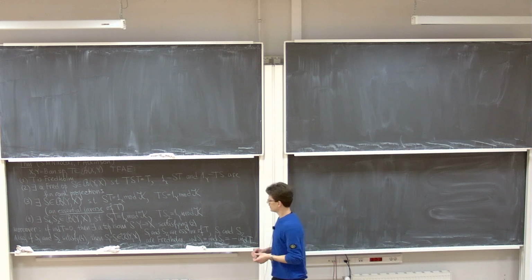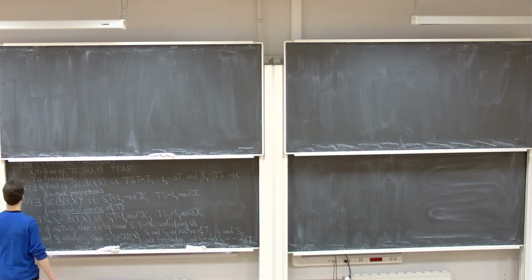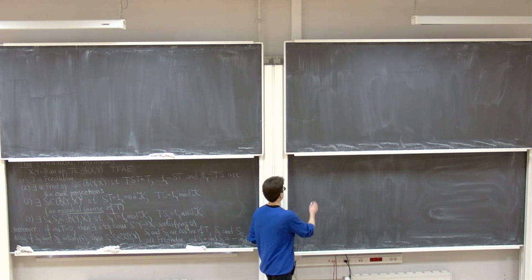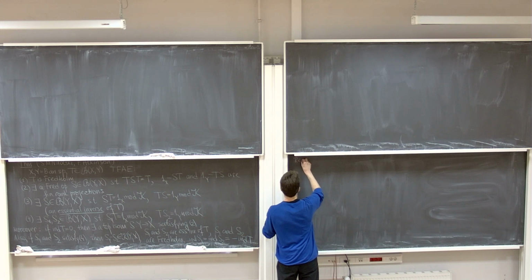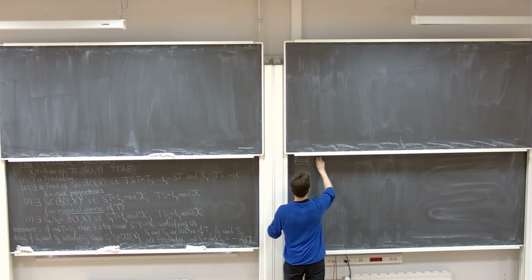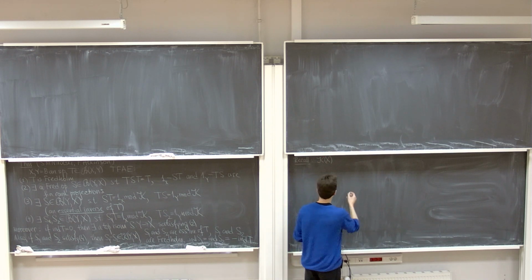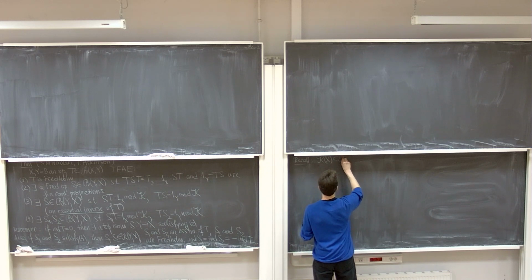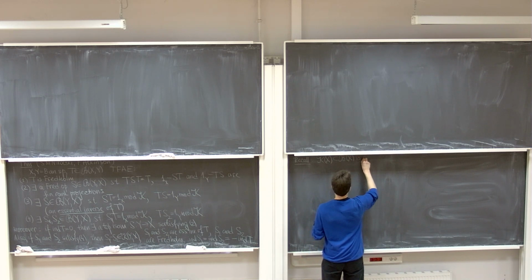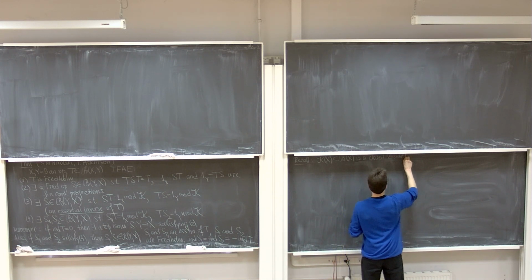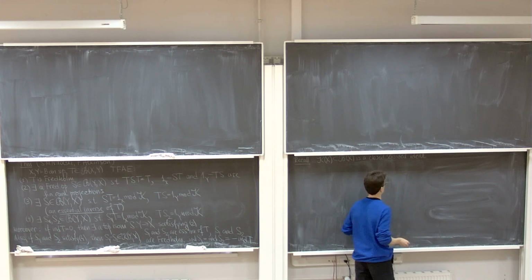First of all, let's observe that the equivalence between 1 and 3 can be written in a more elegant form in the case where Y equals X. So let's first of all recall that the set of compact operators on the Banach space is a closed two-sided ideal in the algebra of bounded operators on X.